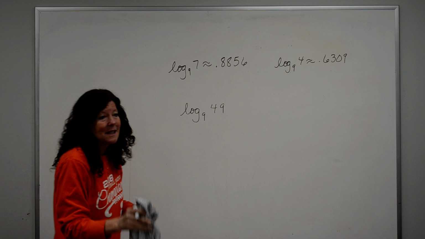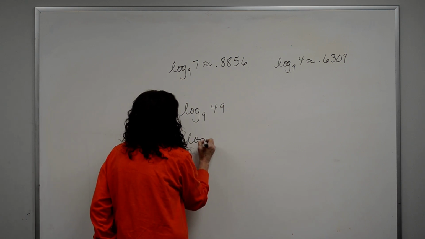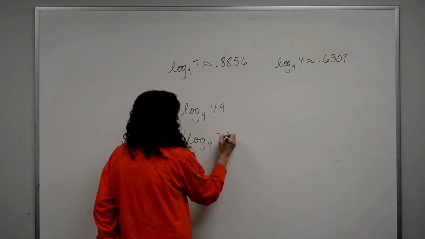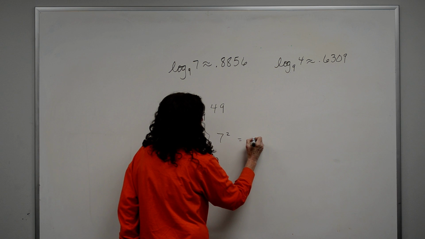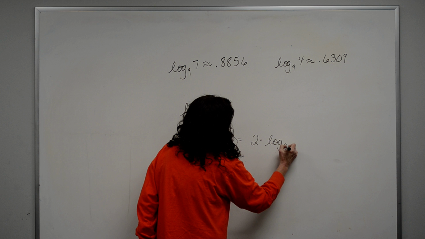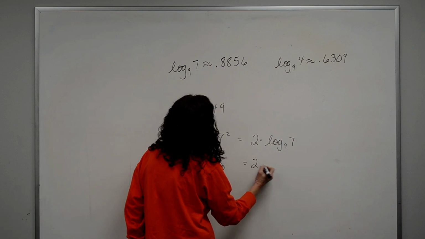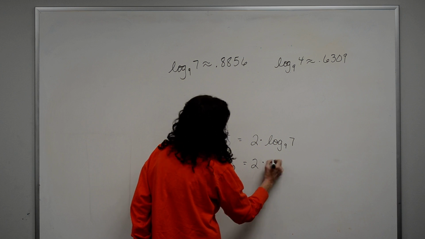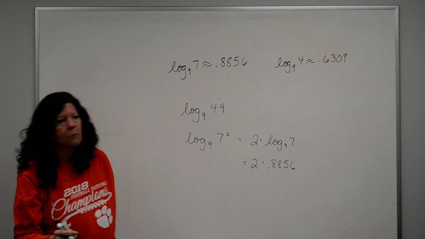And then they say, find the log base 9 of 49. Now the way that we did this before was we said, that's the log base 9 of 7 squared. So I can bring the 2 to the front, and I get 2 times the log base 9 of 7. Well, the log base 9 of 7 is that, so I have 2 times 0.8856, and I work it out.